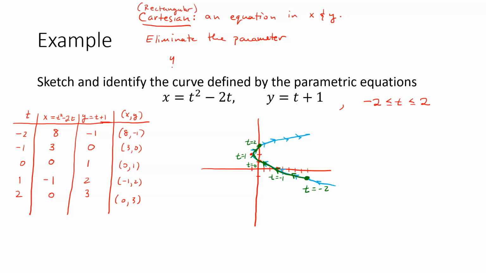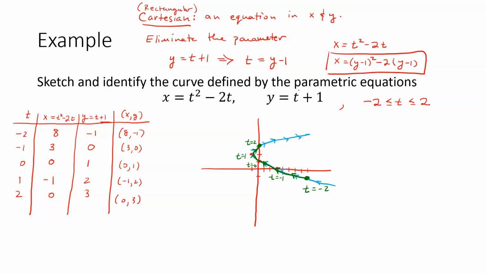So if I've got y equals t plus 1, for instance, I can easily isolate the t, and then I can replace that t in the other equation. So if I've got x equals t squared minus 2t, I can replace t with y minus 1. And now I have my Cartesian equation in terms of the x and the y variables. And we notice that, in fact, yes, this is a sideways parabola. It's a quadratic equation in the variable y.